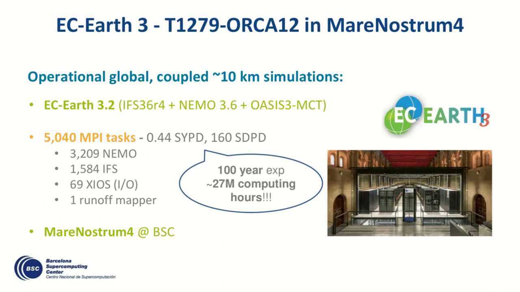And that's why the coupler Oasis, for example, has a nice tool that is helping us to balance these configurations. But no matter how well you do it, in the case of ECL, you are always losing some amount of time. And what you're trying to do is to lose the least time possible. But as you see here, we can even run 160 days per day. So this is 3 times the throughput that we were getting in milestone 3 and almost 0.5 years per day. This means that for a 100-year experiment, we need 27 million computing hours.